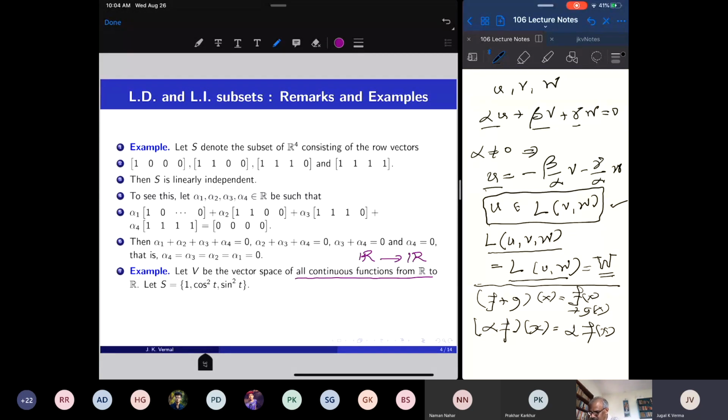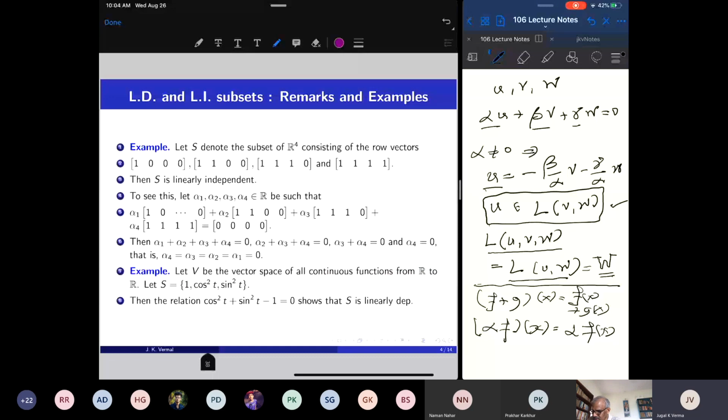So this vector space of continuous functions from R to R, we will see, cannot be a finite dimensional vector space. It cannot be written as a linear span of finitely many continuous functions. There are all kinds of continuous functions, and finitely many continuous functions cannot give rise to all continuous functions by taking their linear combinations. Look at this set. I have one, which is a constant function, cosine square t, sine square t. These are 3 continuous functions from R to R. Let us see whether they are linearly dependent or independent.